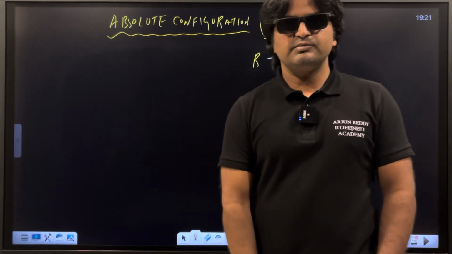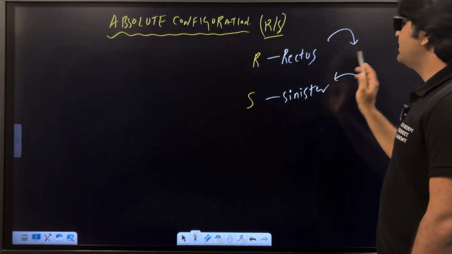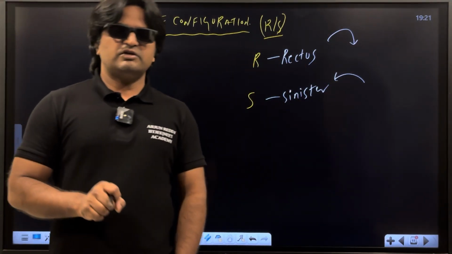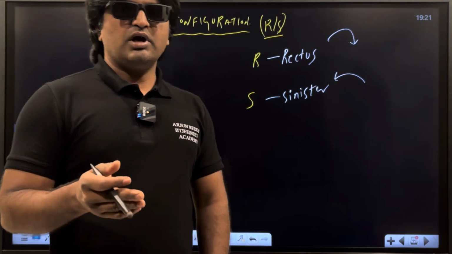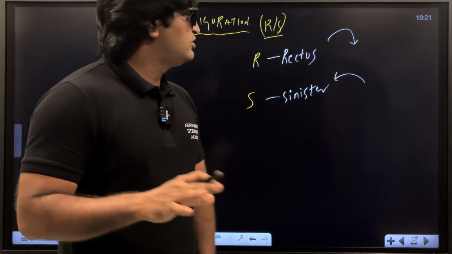Rectus and sinister. Rectus is nothing but clockwise direction, sinister is nothing but anti-clockwise direction. Okay, that is the meaning of R and S. So first of all, configuration can be relative or absolute, and this RS comes under absolute configuration.